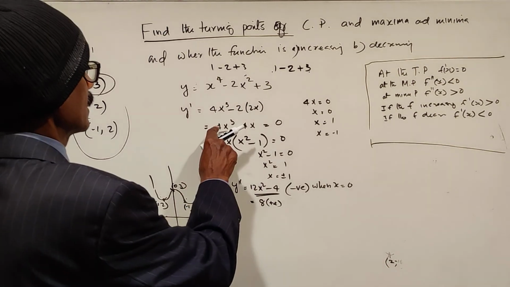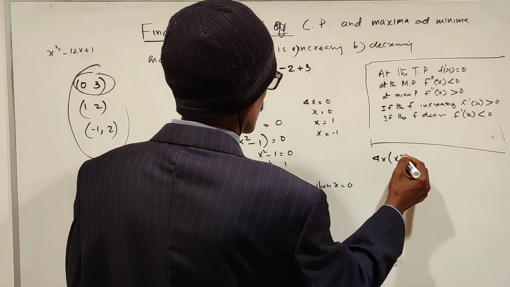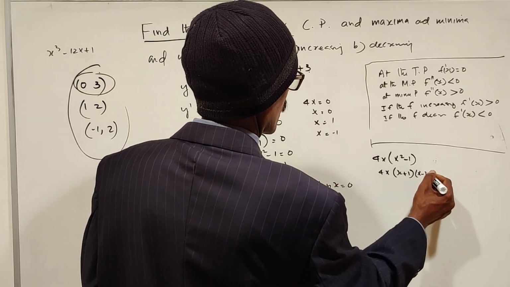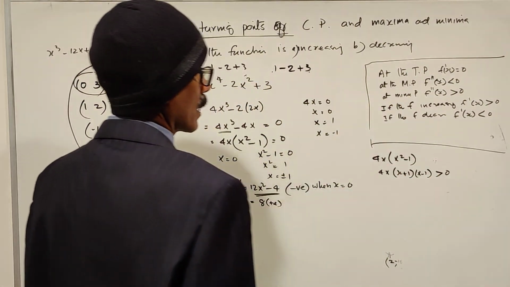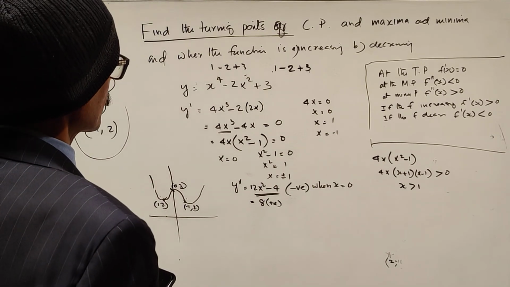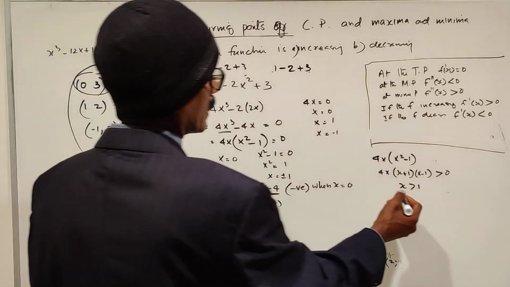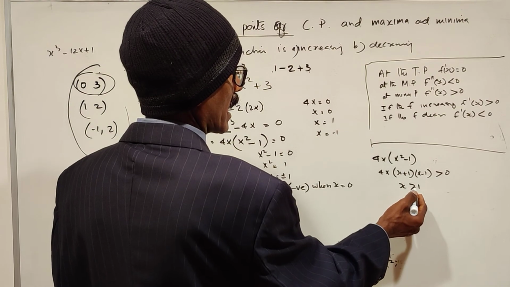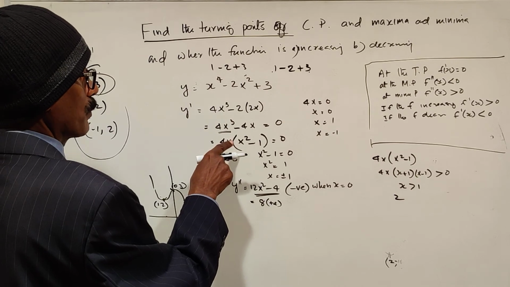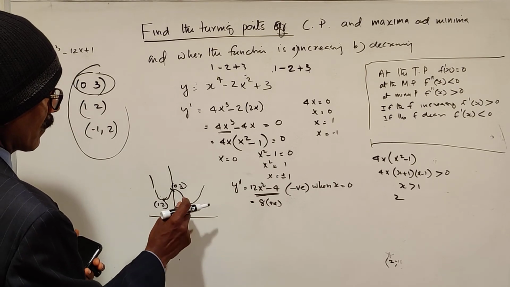Then we need to find the increasing and decreasing intervals. f dash x is 4x into x square minus 1. 4x into, what is that? x plus 1 into x minus 1. Greater than 0, increasing function. So x is greater than 1. Let us put the value. Here, x is greater than 1. Just tell me an example of an integer greater than 1. That is 2, right? When you put 2 here, you get positive. Correct.